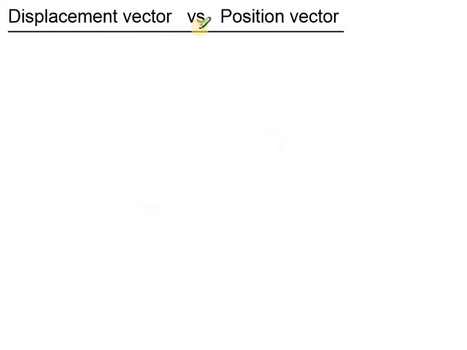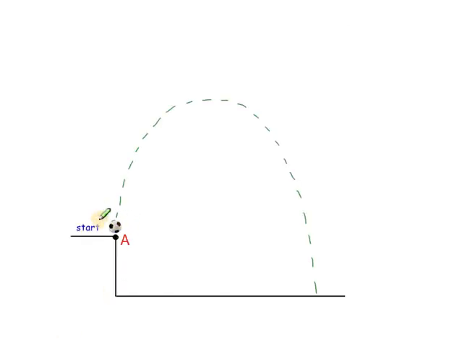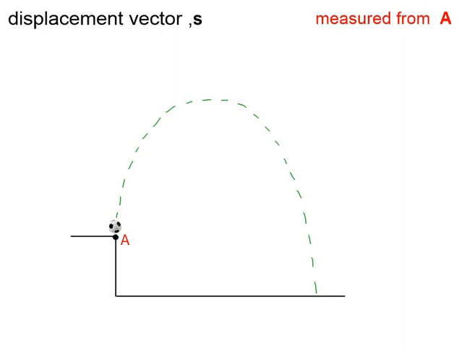Displacement vectors versus position vectors. This ball has a starting position at A. Displacement is always measured from the starting position, so displacement vectors here will be measured from point A. So initially the displacement vector S is 0i plus 0j. We could write that using units as well.